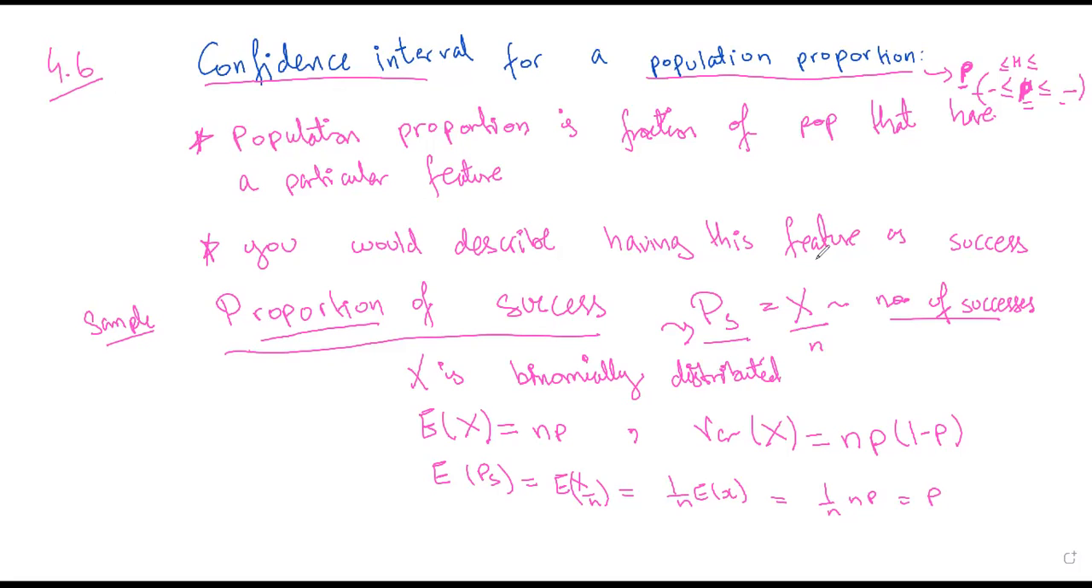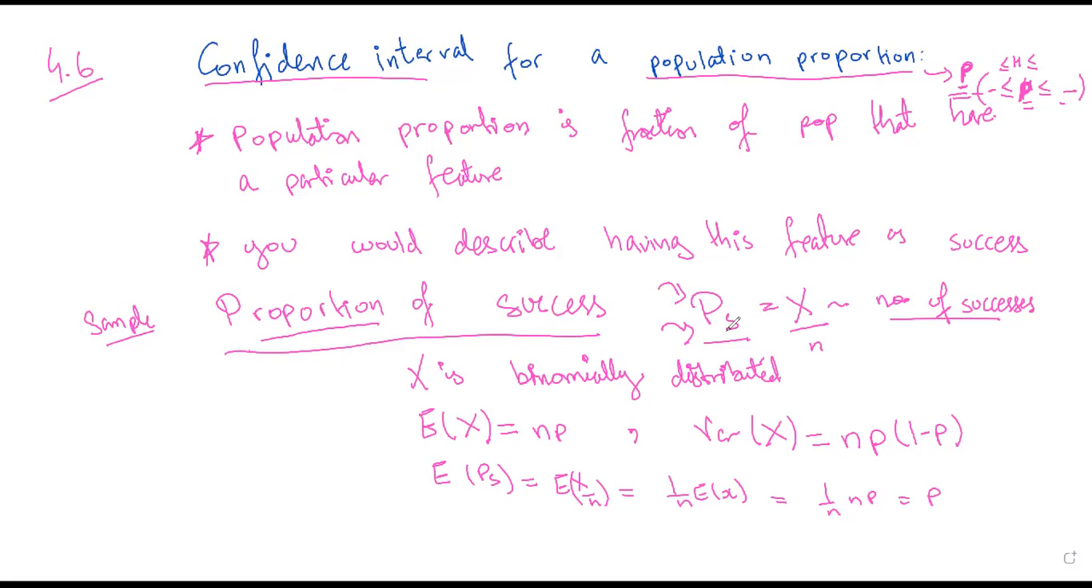In statistics, notations are very important. So for the population proportion, we write down P, and for the sample proportion, we write down P of S. So just know, for population version, we write P. For sample version, we write P of S.